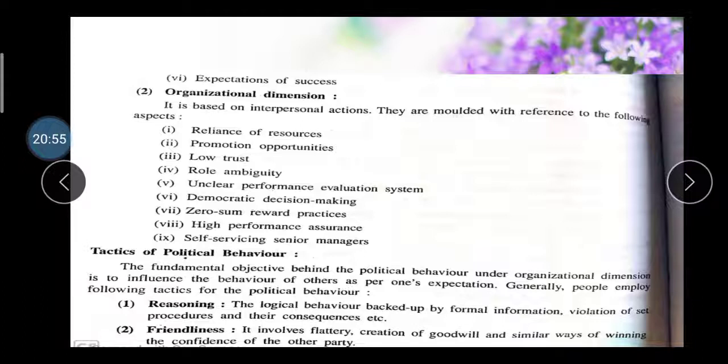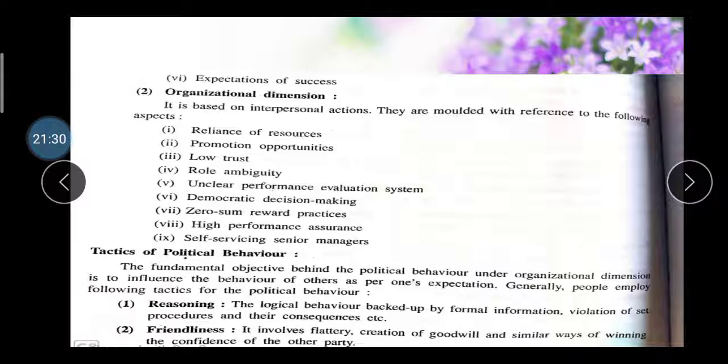Okay, then after, zero sum reward practice. Sometimes organizations do this type of activity, providing rewards on the basis of their activities. Then high performance assurance: if any employee is a skillful employee with power, knowledge and skill, you should provide them assurance. If they do good performance, then you should provide them high rewards and awards.